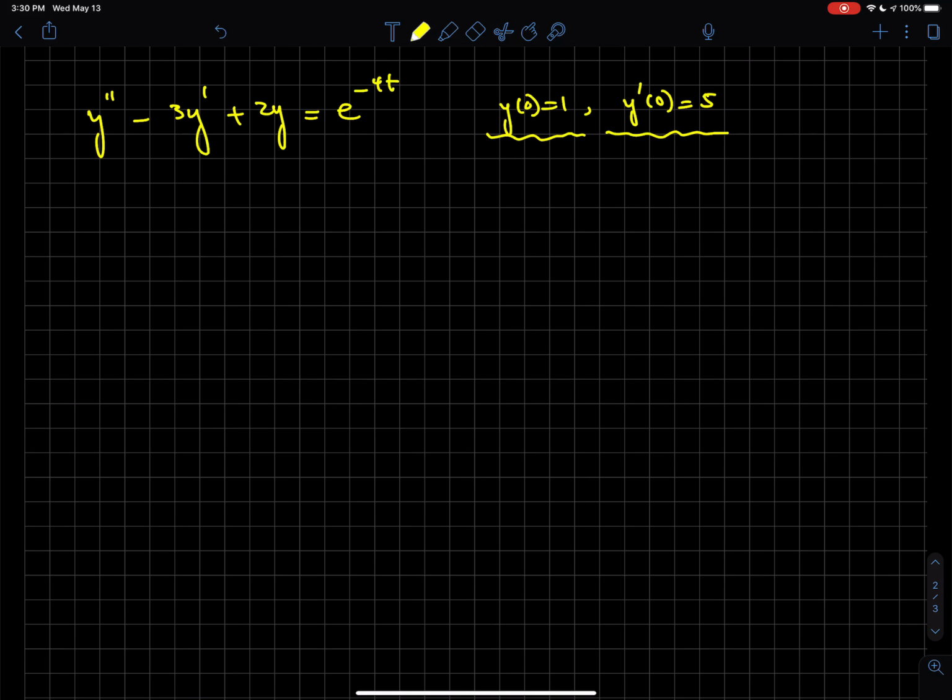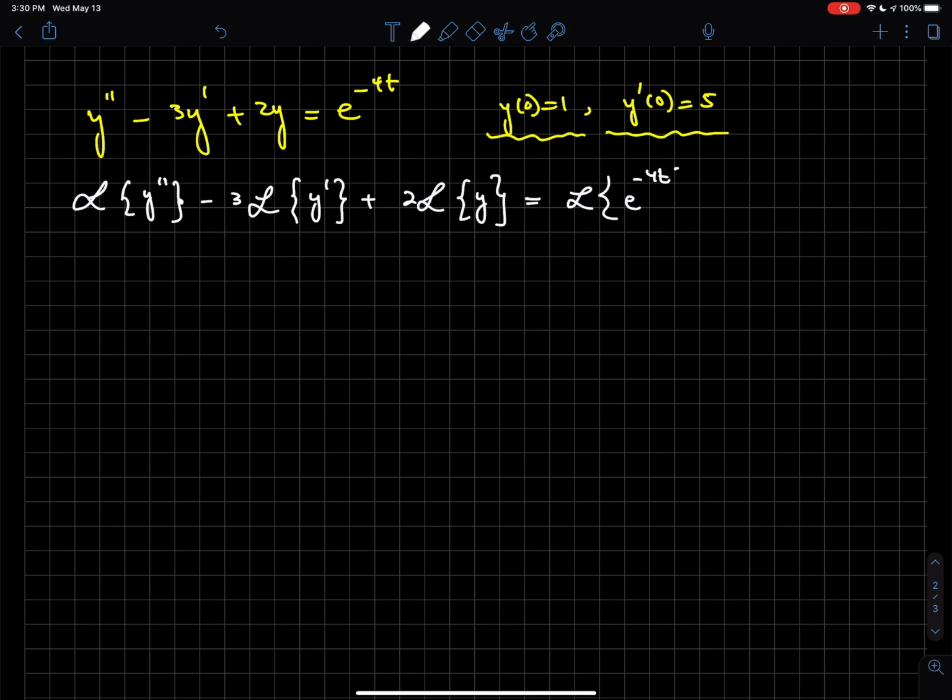So let's start with taking the Laplace transform of this differential equation. Again, I'll write it formally. Laplace transform of y double prime minus 3 Laplace transform of y prime plus 2 Laplace transform of y equals Laplace transform of e to the minus 4t.